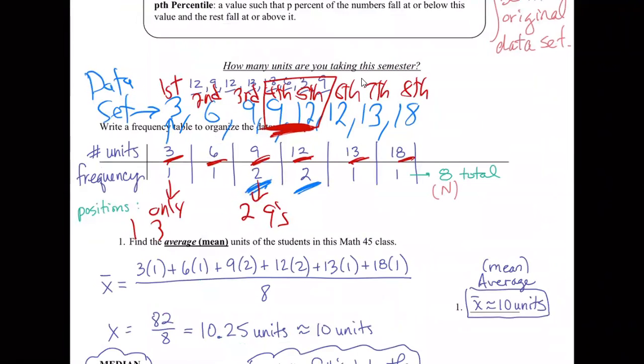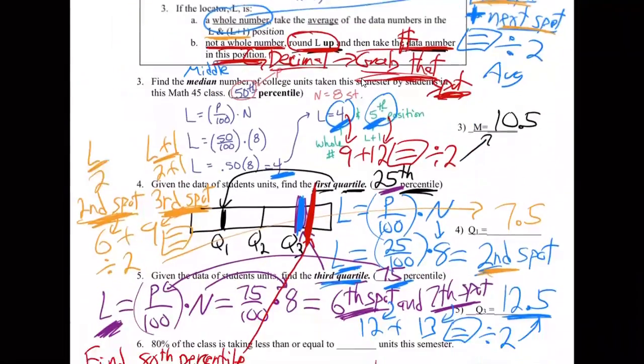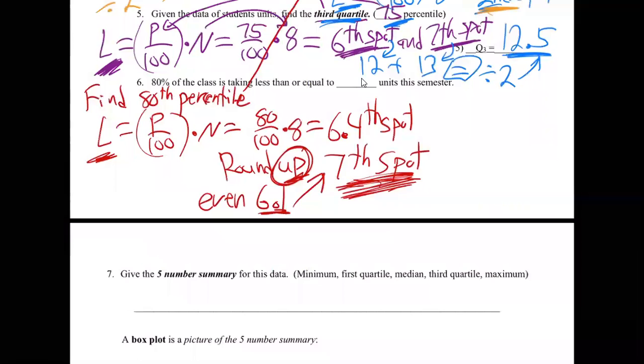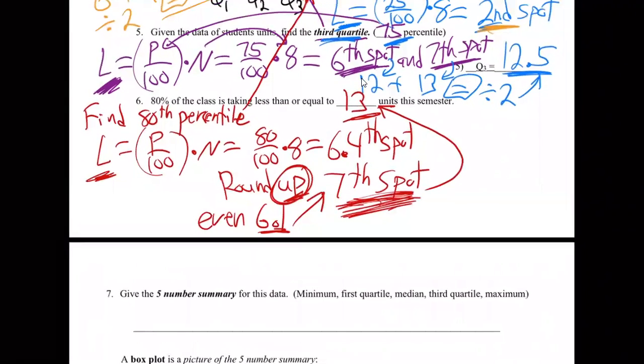All right, good. Looks like y'all are grabbing it. Glad to see it. So it's a 13. Bring it on down. And that's the answer to our question. 13. There it is. 80. So what does that mean? 80% of the class is taking less than or equal to 13 units. That's the 80th percentile. 80% of the class is taking 13 units or less.